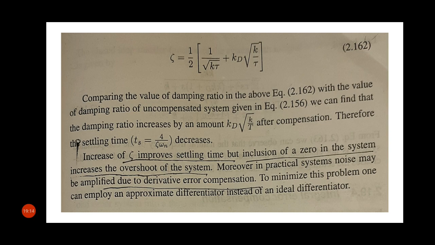So an increase of zeta means the damping ratio improves the settling time, but inclusion of a zero in the system increases the overshoot of the system. Moreover, in a practical system, noise may be amplified due to derivative error compensation. To minimize this problem, one can use an approximate differentiator instead of an ideal differentiator. This case we will see in the next lecture.